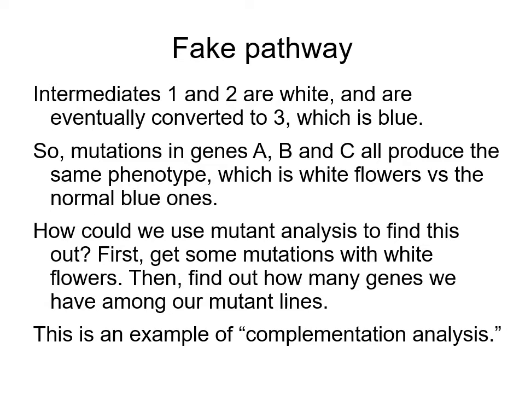So we're first going to get mutations that have white flowers by mutagenizing, looking for survivors and doing a lot of crosses to get them homozygous. And then we're going to compare them one to each other in pairwise combinations in something called complementation analysis.